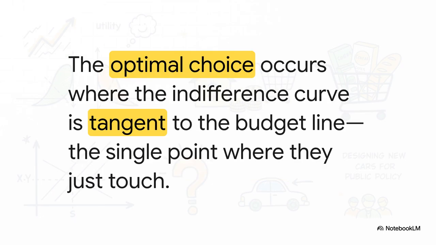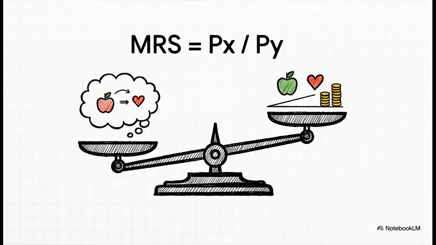And graphically, this optimal choice happens at a very special place. The exact spot where your indifference curve is tangent to your budget line. That's the single point where they just barely touch. That single point of tangency represents the one combination of goods that makes you the happiest, given the money you have to spend. And here is the big economic insight, the aha moment.